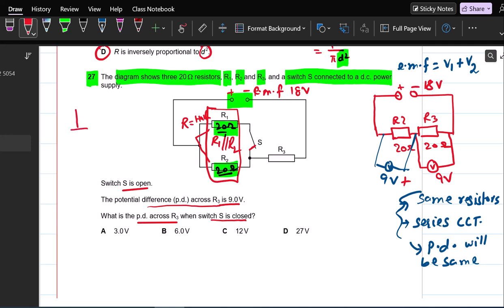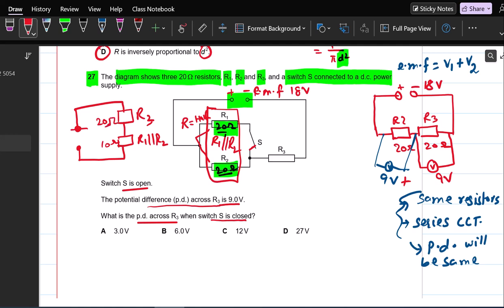So if I draw another circuit here, I'm going to have R1 parallel to R2, then another component R3. This is the circuit now. So it becomes 10 ohm and R3 becomes 20 ohms.